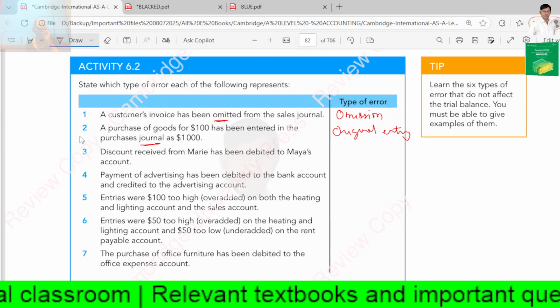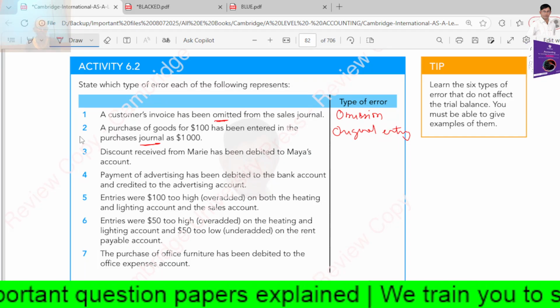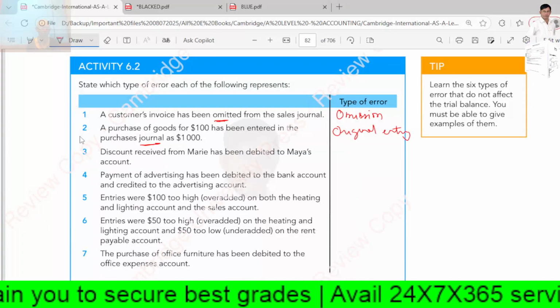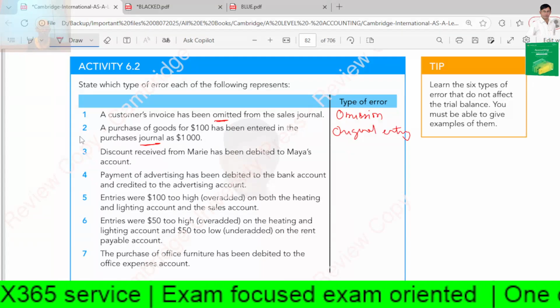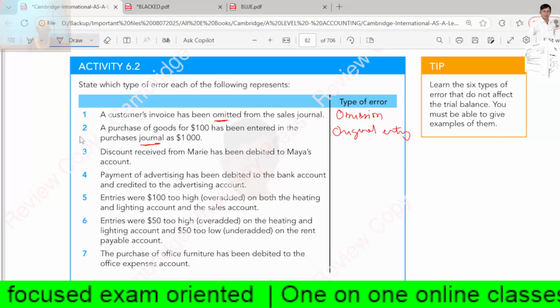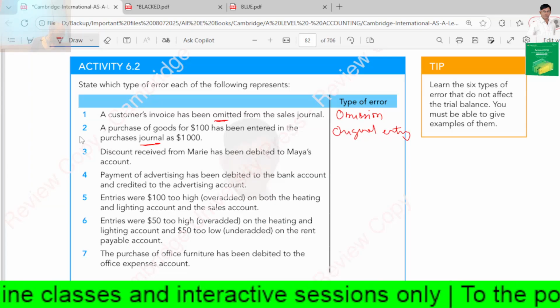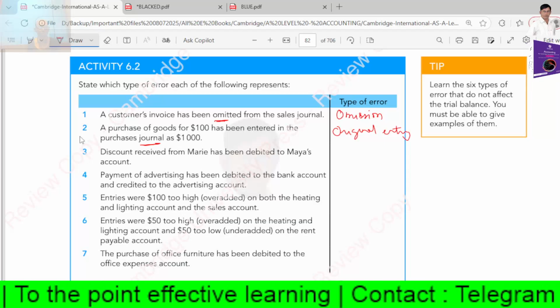Next, discount received from Mari has been debited to Maya's account. So what has happened? We have received the discount, and it should be credited or debited? Yes, it should be debited. Discount received will be debited to one person. What has happened? Instead of debiting one person, it has been debited to another person. So it is error of commission.